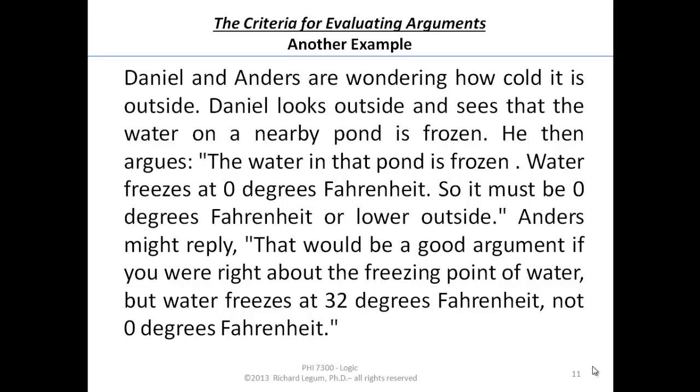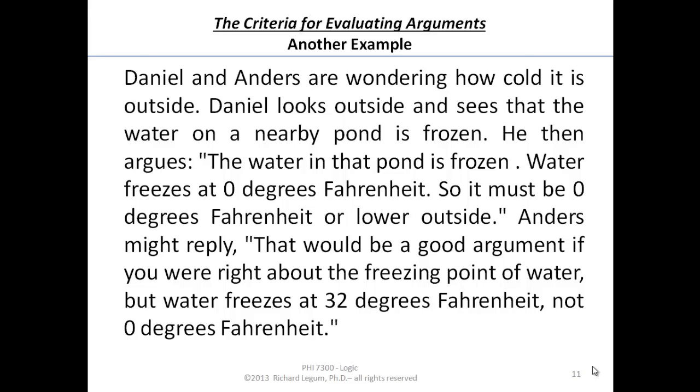Daniel looks outside and sees that the water in the nearby pond is frozen, and he argues, the water in that pond is frozen. Water freezes at 0 degrees Fahrenheit, so it must be 0 degrees Fahrenheit or lower outside. Anders might reply, that would be a good argument if you were right about the freezing point of water. But water freezes at 32 degrees Fahrenheit, not 0 degrees Fahrenheit.